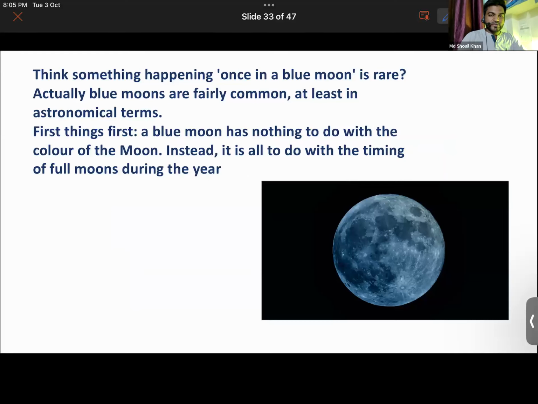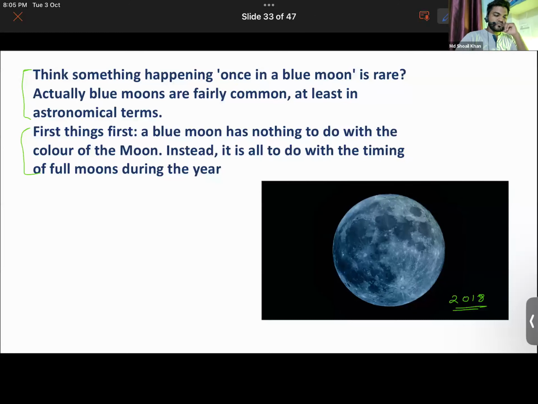It somewhat will look like this. I believe the last time we saw the blue moon, it was in the year 2018. Okay. Look here. Arhan, read this paragraph, please. Something happening once in a blue moon is rare. Actually, blue moons are fairly common, at least in astronomical terms. First things first, a blue moon has nothing to do with the color of moon. Instead, it is all to do with the timing of full moons during the year.